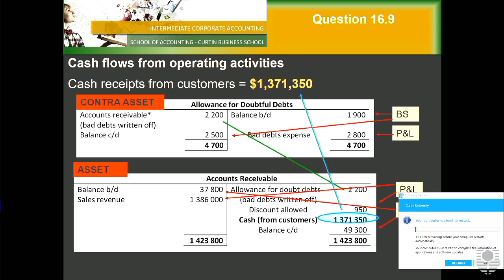Go to your profit and loss. What have we used? We've used our discount allowed, so we can tick that off because we know we've already used it in an account recreation. So if an item is not highlighted or ticked off as you're going through preparing it in the exam, what it means is that you need to look at it and decide whether it needs to be in there or not. Okay, have you missed something?